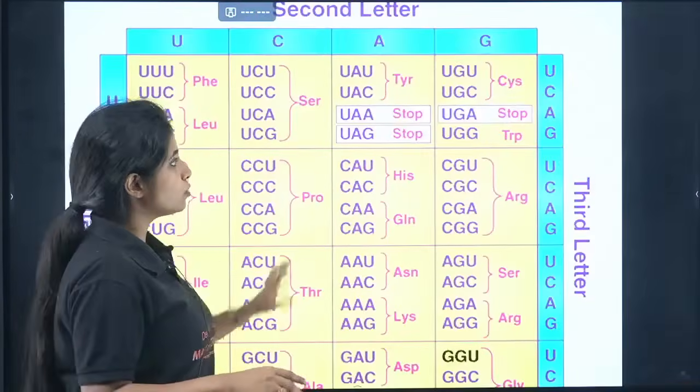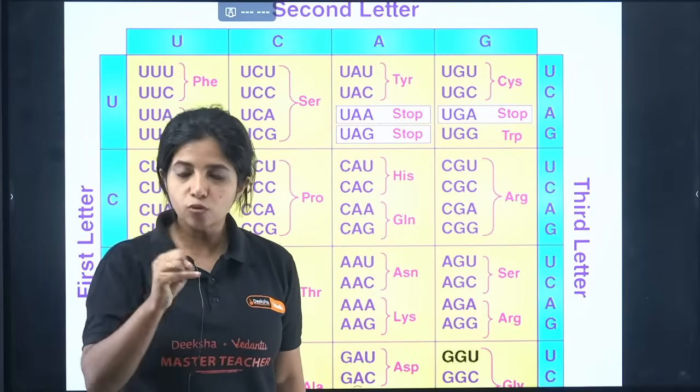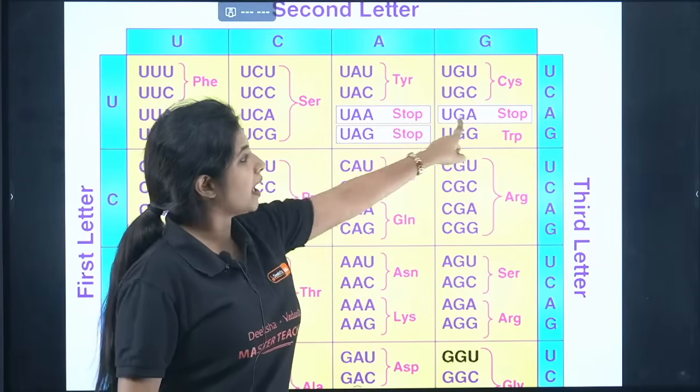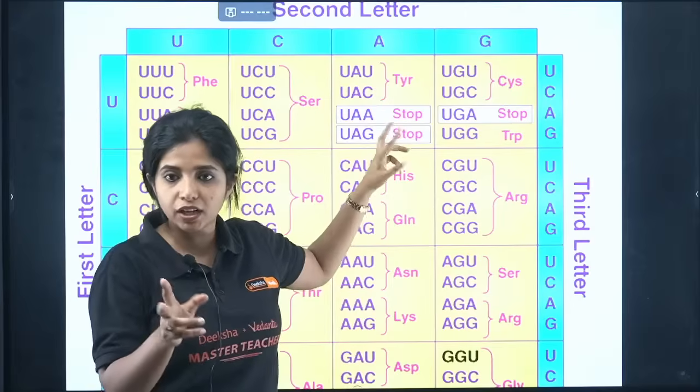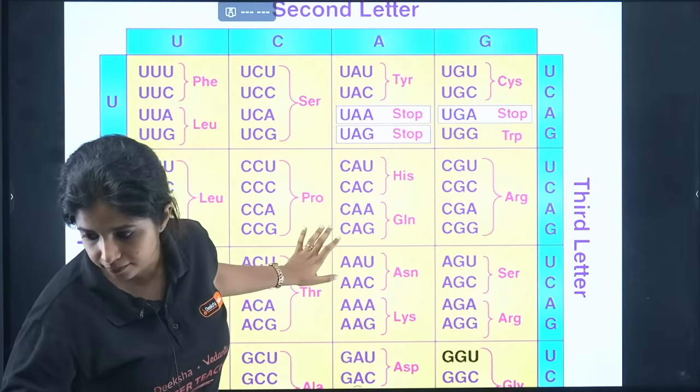What about the stop codons? You have 3 of them: UAA, UGA, and UAG. Everything is a combination of A and G, and one is a combination of AA. That's all. Okay.